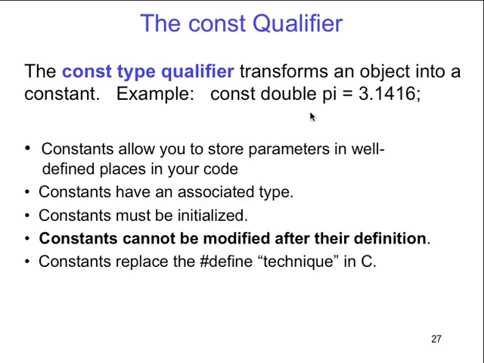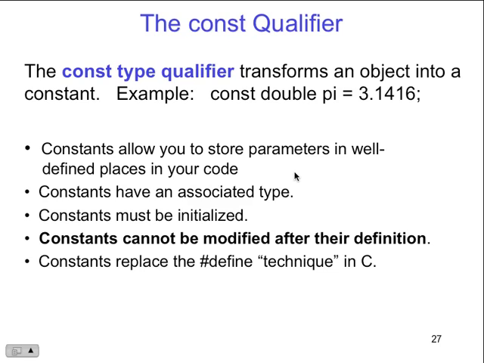We can do this with methods inside of classes. Constant methods, we can do this with parameters. We can do all sorts of things to enforce rules to say, you can't override me. You can't change the definition of pi in this program or in this class. Which kind of gives you the ability to enforce some integrity rules. So constants allow you to store parameters in well-defined places in your code. You can put them all up front.